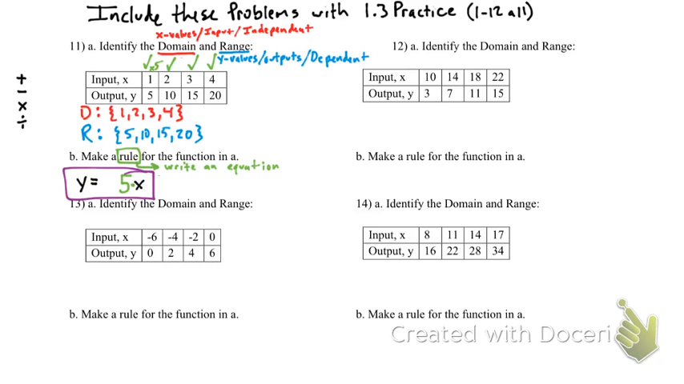Okay? You guys are going to do the same thing for 12, 13, and 14. Remember, the template for rules is always your dependent variable equal to, and we're going to do something to the independent variable. In this case, it's using y and x. It's your job to figure out the rule. All right? So go ahead, and I want you to do 12, 13, and 14.